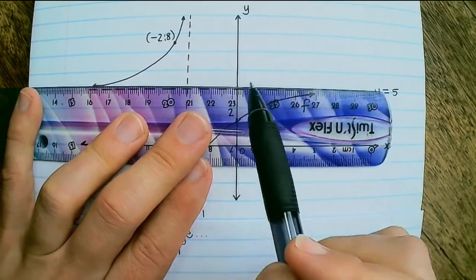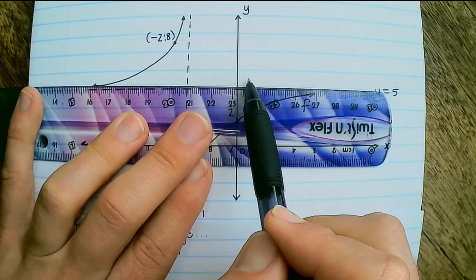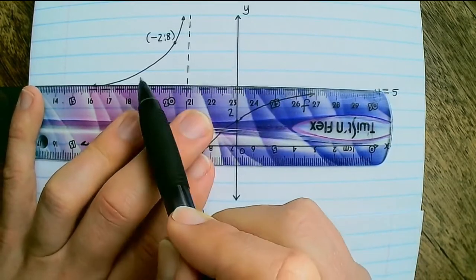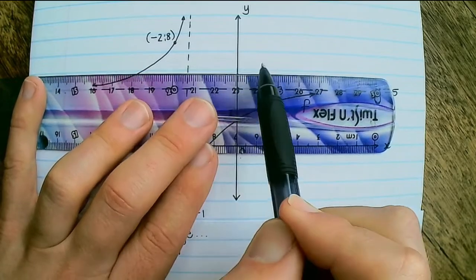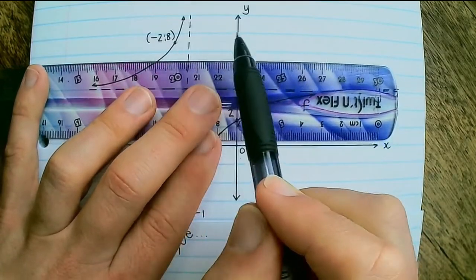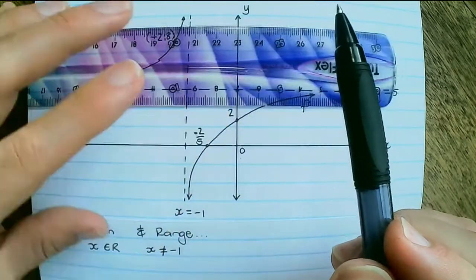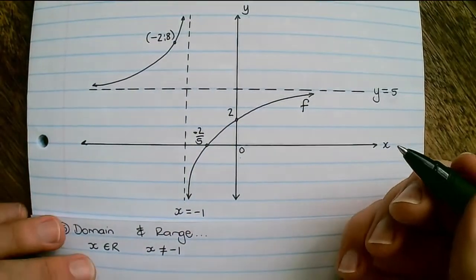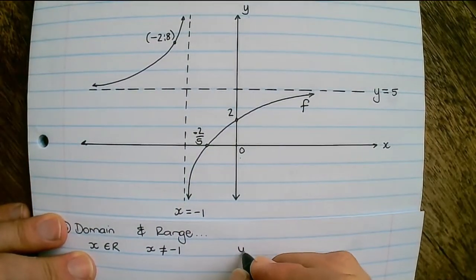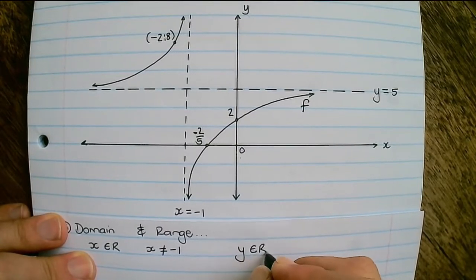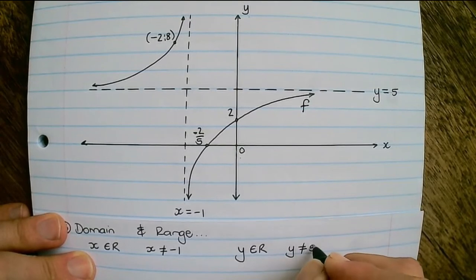But afterwards, I can see that if I draw horizontal lines from the y-axis, the graph will exist, and it will do so up until y equals +infinity. So the range is y is every real number except for y equals 5.